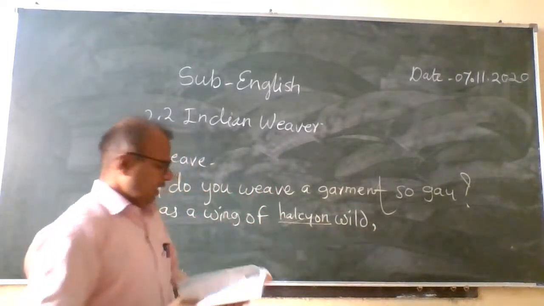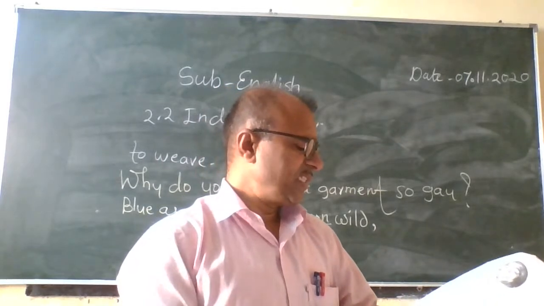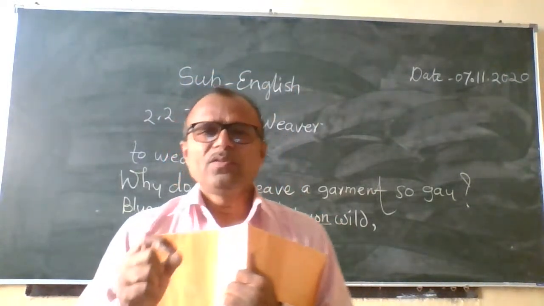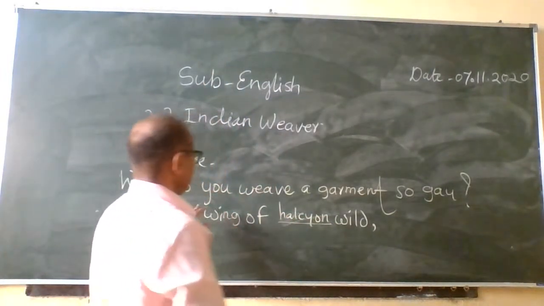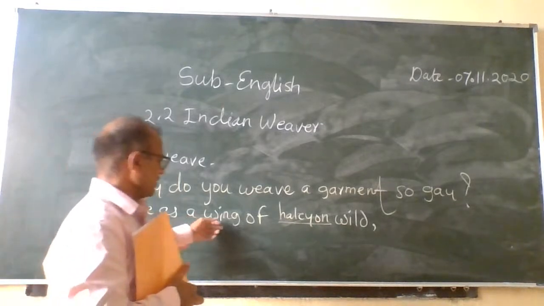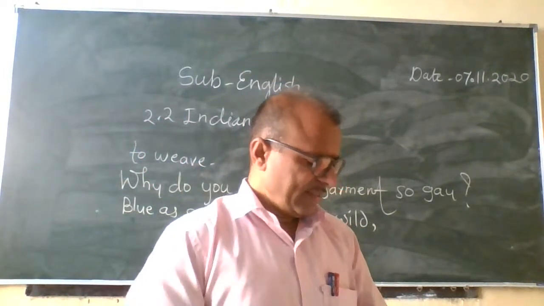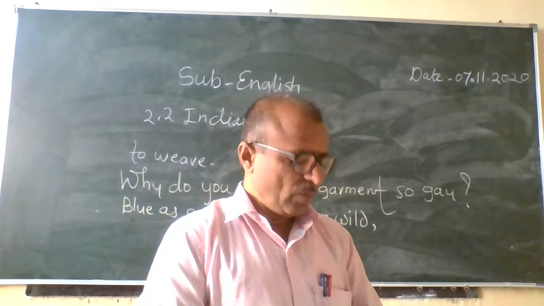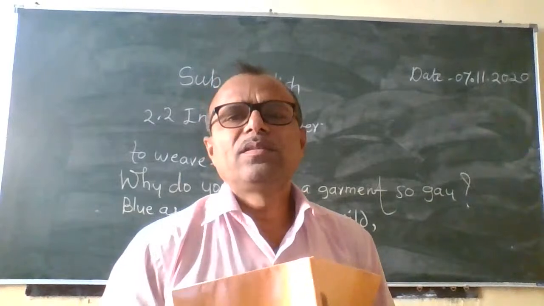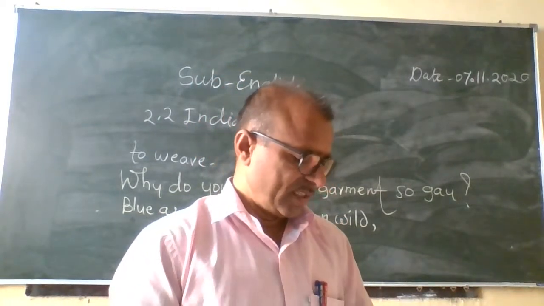So, halcyon is the name of a bird. And here the explanation is given. Kingfisher, a bird which has bright, colorful plumes. Plumes means feathers. So, the garment is blue, and the blueness is described. It is compared with the wing of the halcyon, with the wing of kingfishers. And the answer is we weave the robes of a newborn child. Newborn means born a few moments before. Okay? Or just born child.